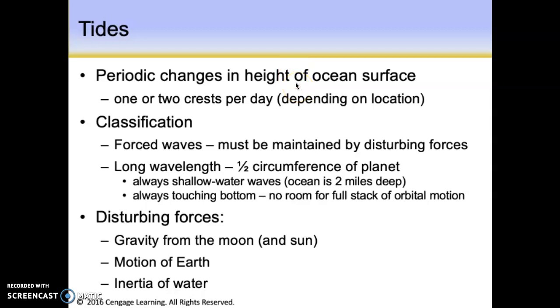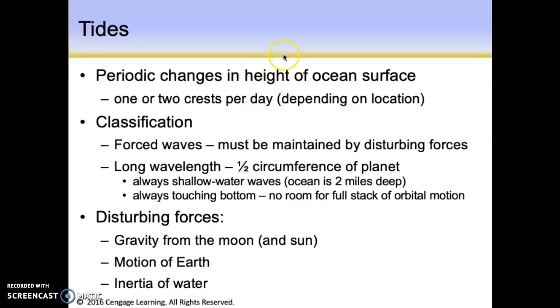But it turns out that the tide is actually a wave or a pair of waves that move around the planet every day. It's important to note that this is our one wave that is a forced wave. If the disturbing forces that we discussed in this session are gone, the tide is gone. It wouldn't keep going around the planet and around the planet like if you dropped a rock in a pond.